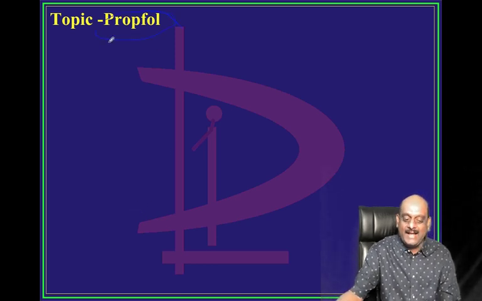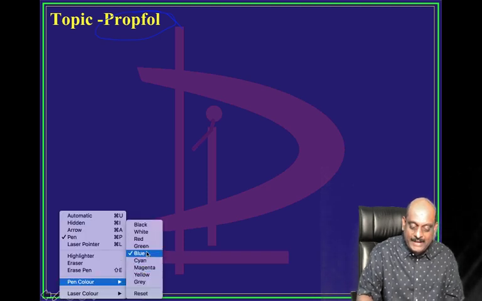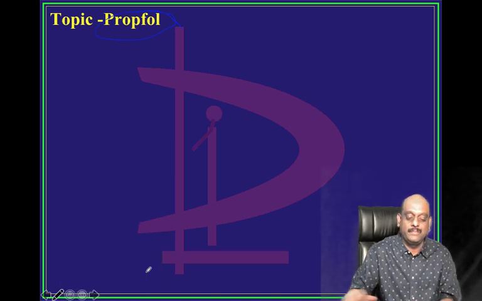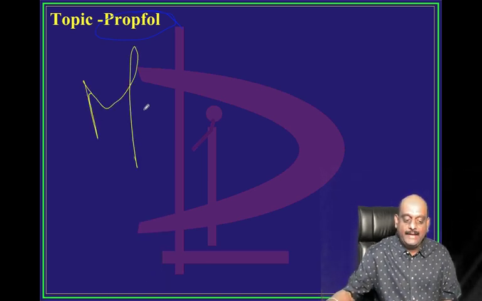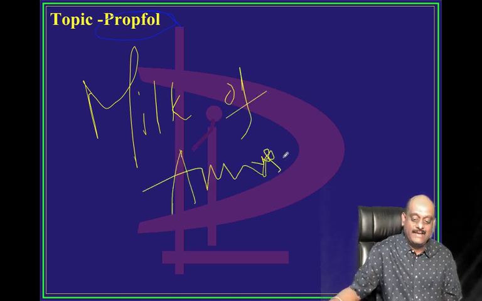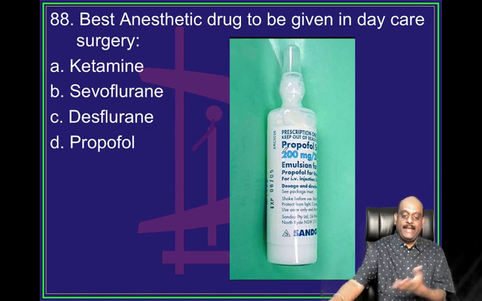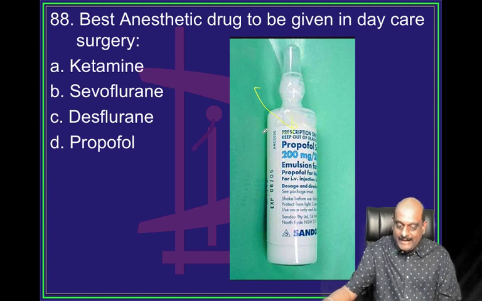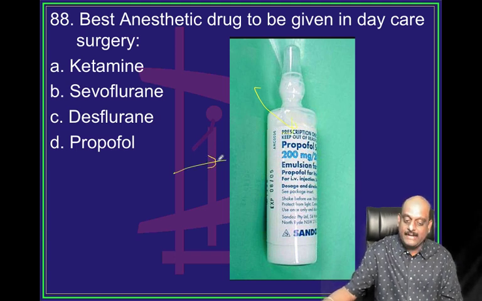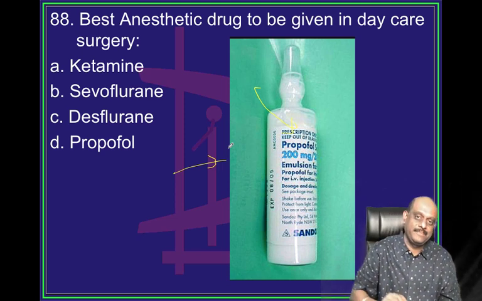Abhi aa gaya mere bhai propofol. Propofol ko kya bolte hain mere pyare bharatvasiyon? Isko kehte hain milk of amnesia, it is called as propofol. Aapko milk dikhai de rahe hai ya nahi de rahe? Milk. It will be almost like a milk in consistency.